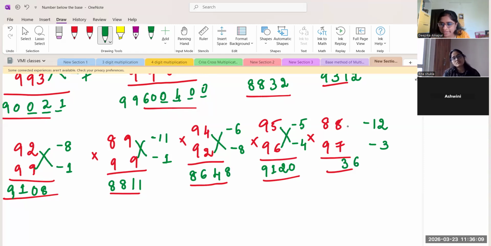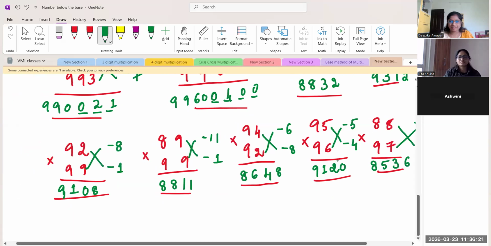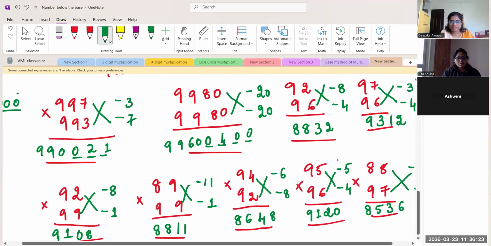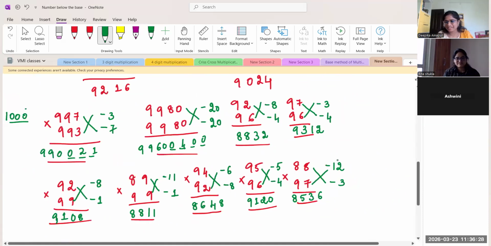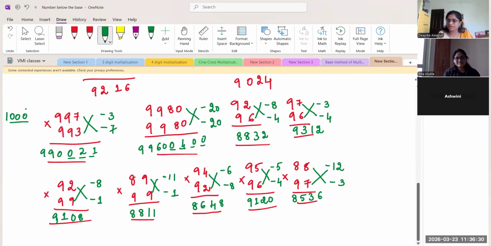And just do 88 minus 3. 88 minus 3 will be 85. Or 97 minus 12, that is also 85. So the answer is 8536. Very nice. It's so simple, right? We just have to play around with the numbers. That's it. Okay. And kids also like playing, so they will do.